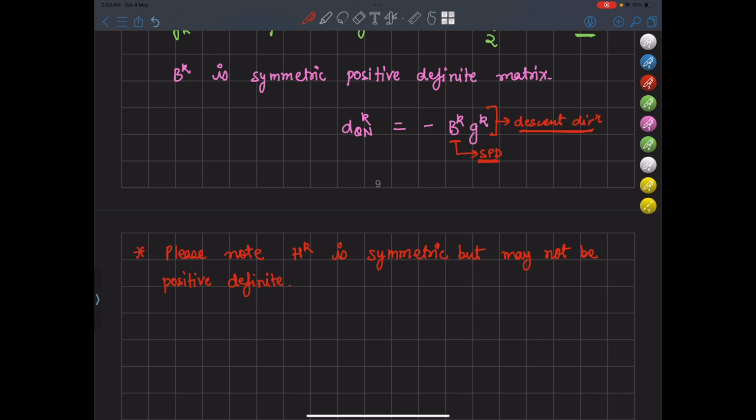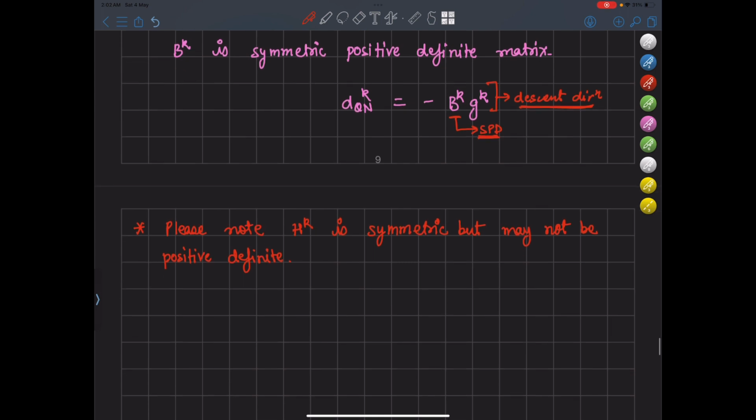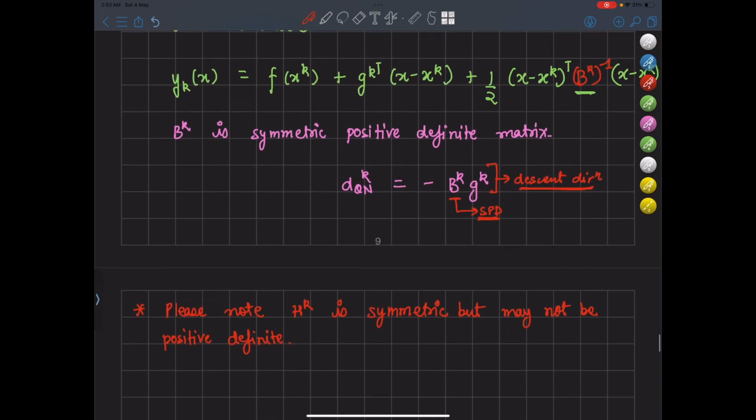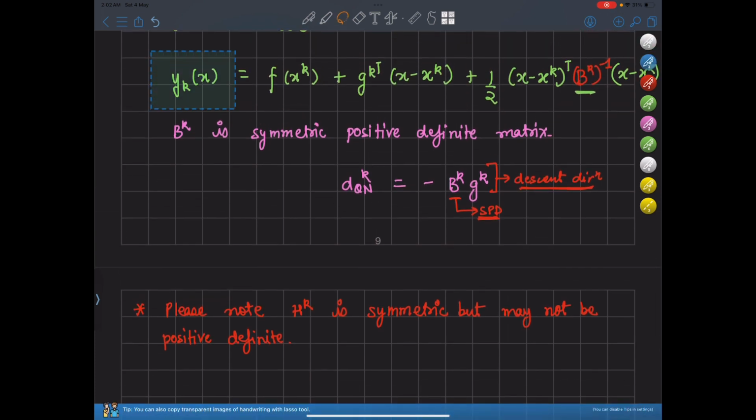Okay, so this is one of the drawbacks of Newton's method that we are trying to correct. So this is the theory of the Quasi-Newton method. Note here that I'll just copy this.